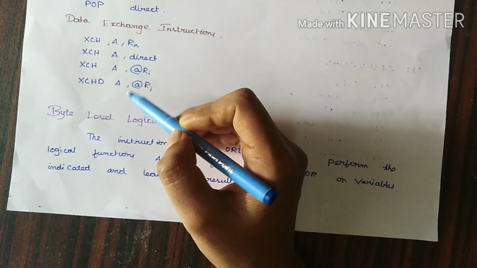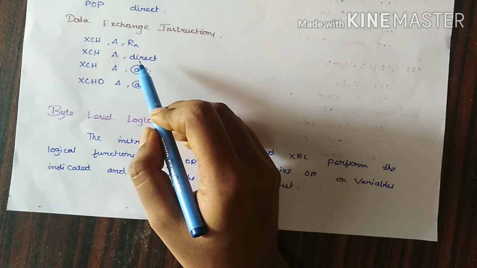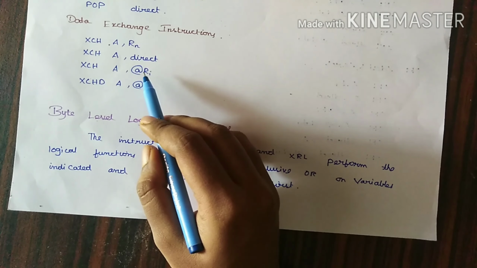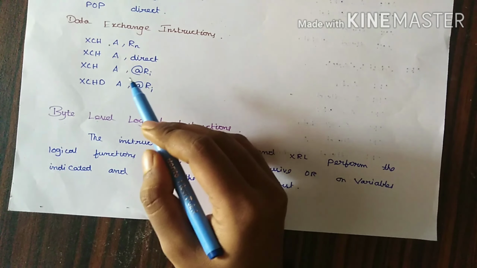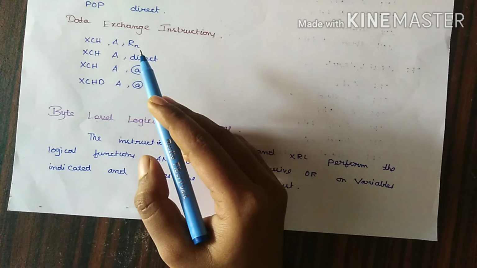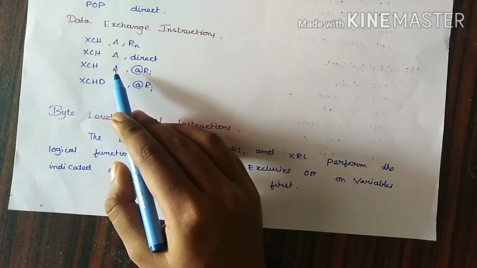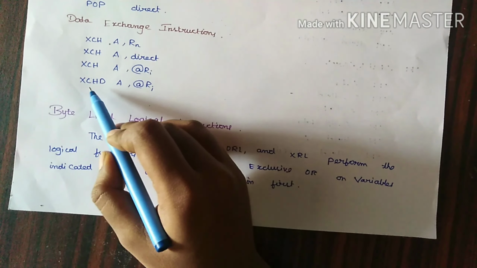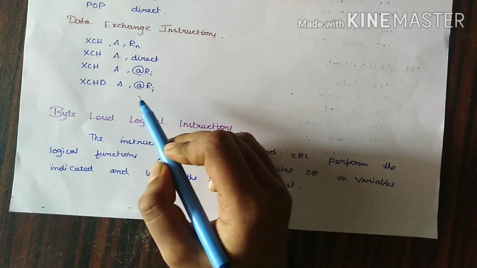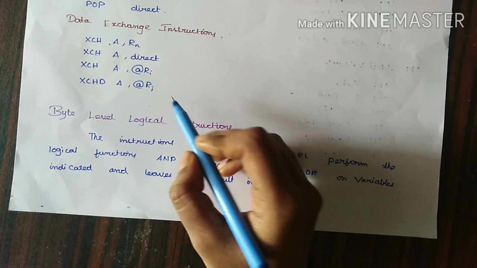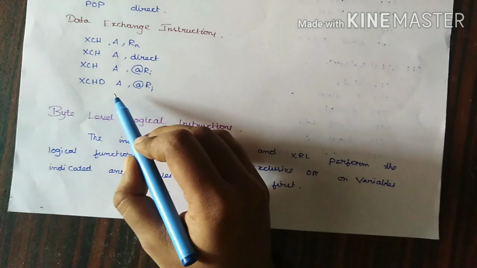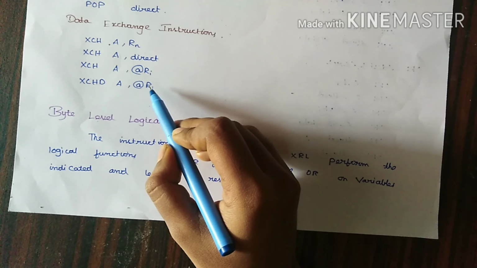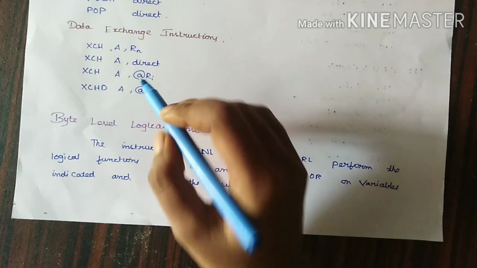And in the further instructions, A comma direct, the data of that direct address and the accumulator will get exchanged. Here this Ri register will have an address in it. The data of that address will get exchanged with the data of the accumulator. And the next instruction, XCHD A comma @Ri, exchanges the lower nibbles of the accumulator with the internal RAM location specified by this register.